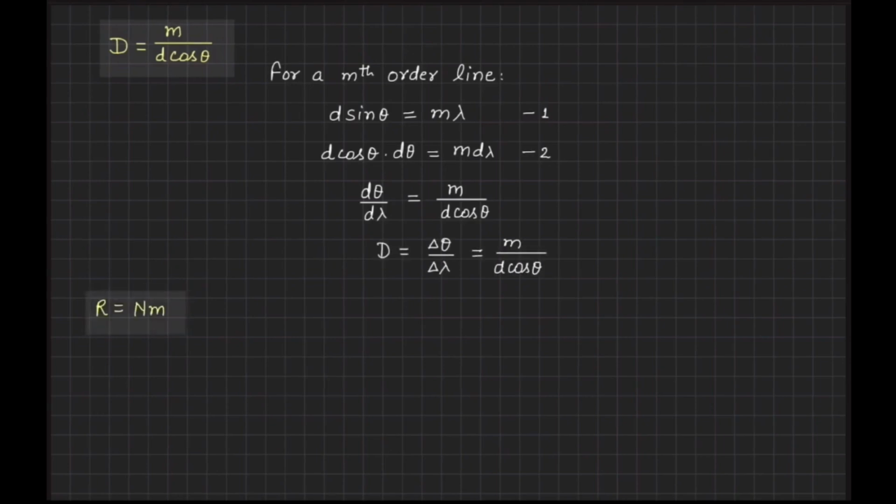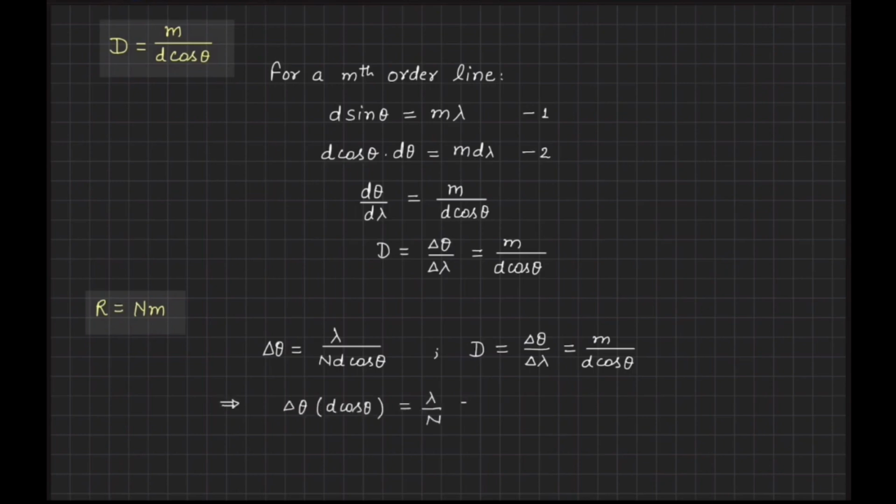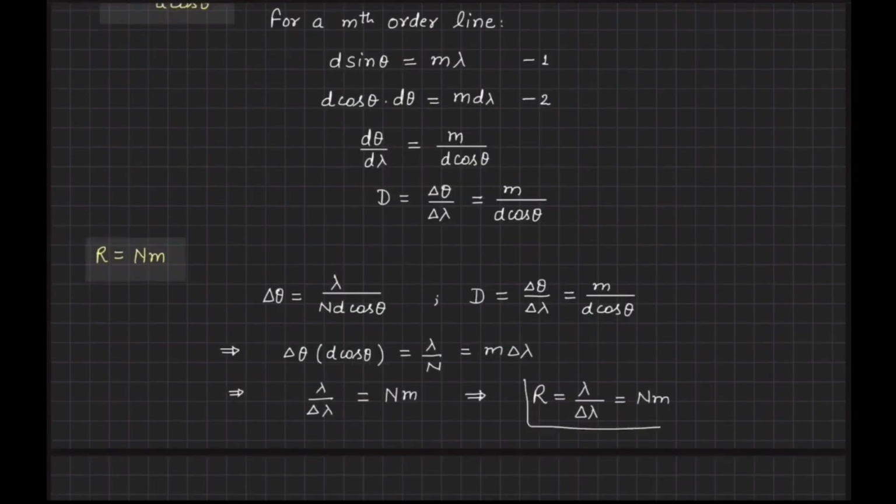Now let's find the resolving power of a diffraction grating. Since the half width of the spectral line at angle theta is given as delta theta is equal to lambda upon n d cos theta, and dispersion D, that is delta theta upon delta lambda, is m upon d cos theta. From the above two relations, delta theta d cos theta is equal to lambda upon n, that is equal to m delta lambda, or lambda upon delta lambda is equal to n m. Therefore, resolving power R is equal to n m.